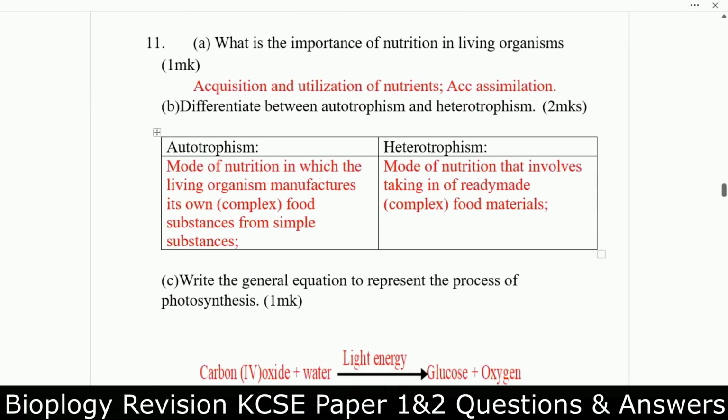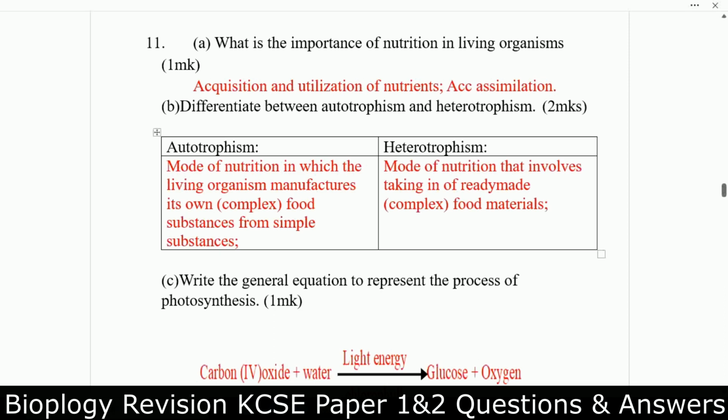Question number 11, what is the importance of nutrition in living organisms? Acquisition and utilization of nutrients.